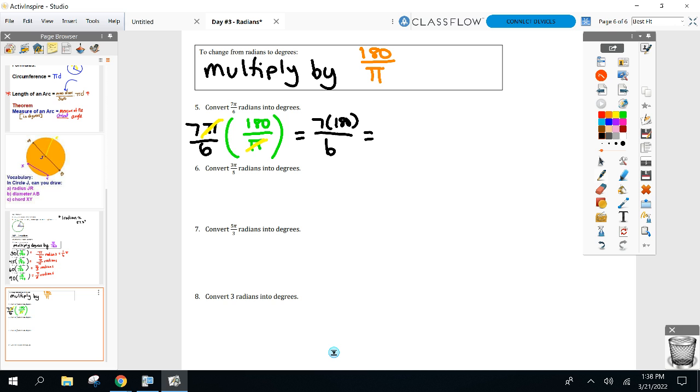7 pi over 6 is the same as, what do we got in degrees? 210 degrees. There it is. And at any time, stop me if something doesn't make sense or you're a little confused.